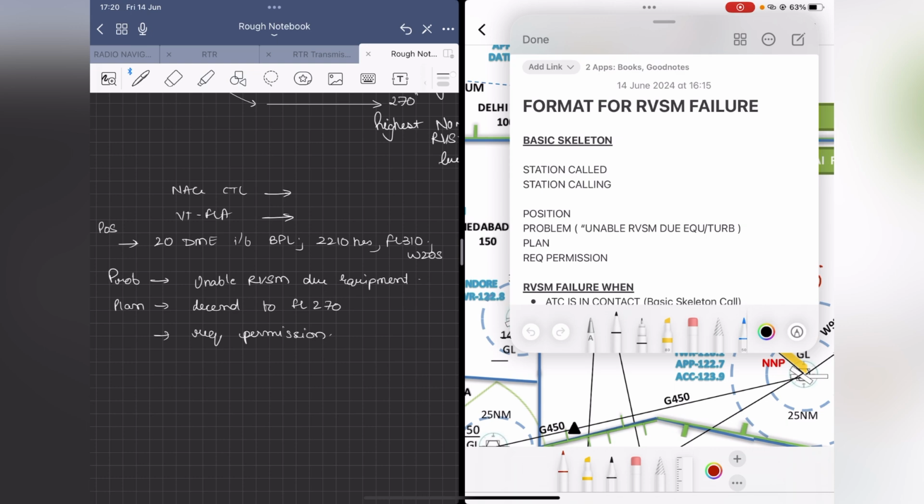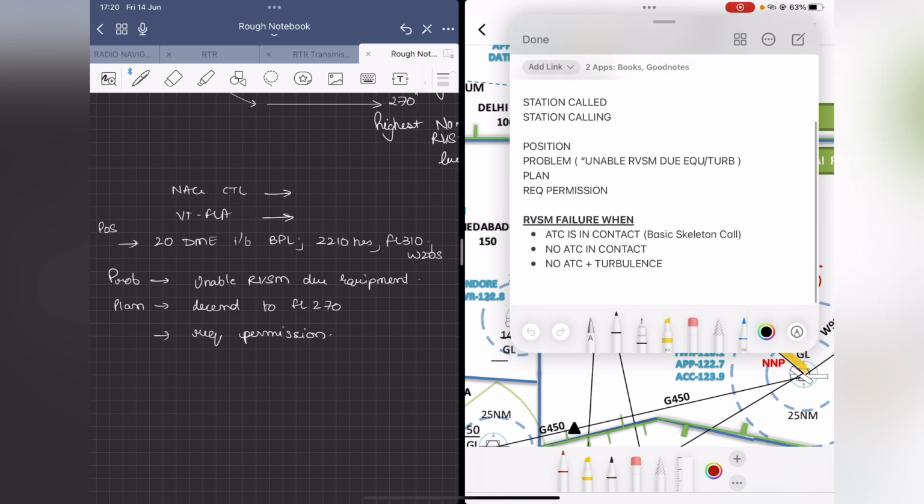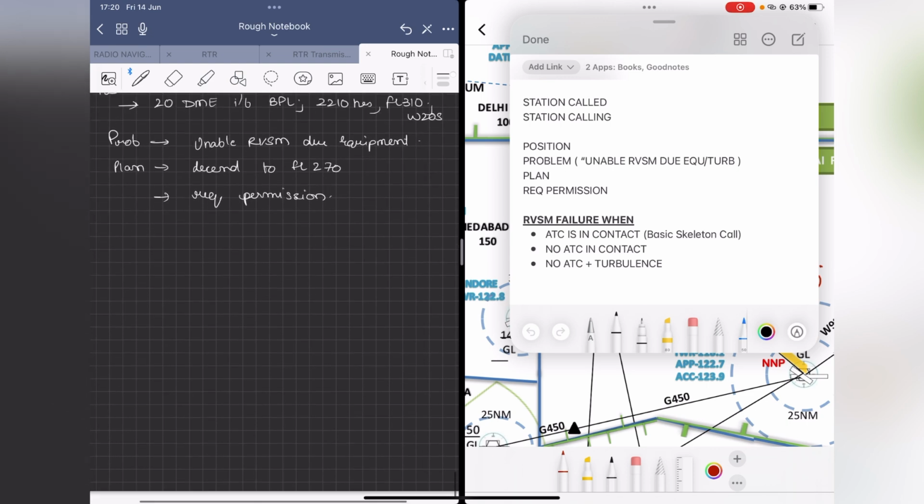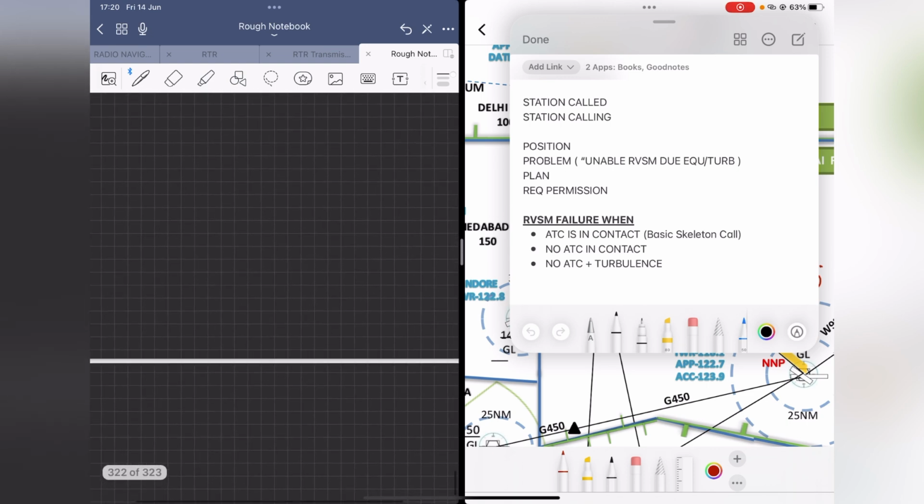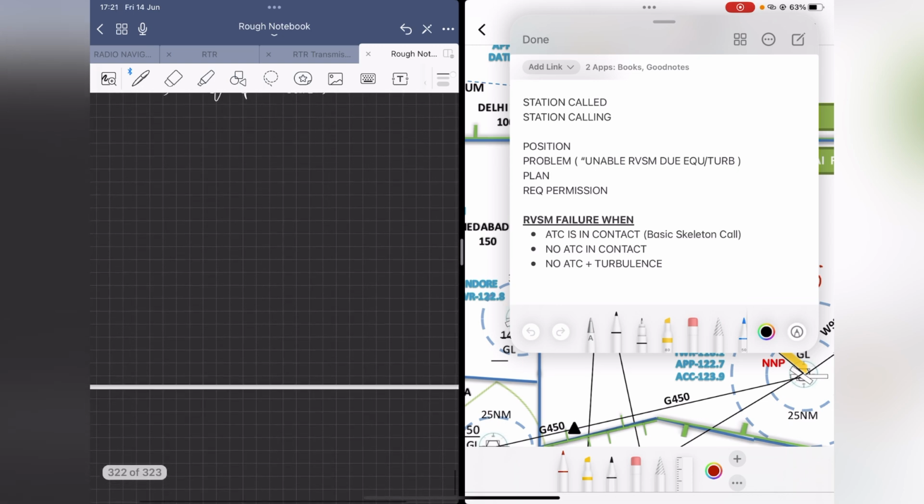But now what happens the moment ATC is not in contact, but you still have to get out from an RVSM airspace because you'll pose a risk to the other aircraft, right? So in that case, what do you do? Fine. So let's look at it here. Let's just write here: no contact with ATC, and we are unable RVSM.